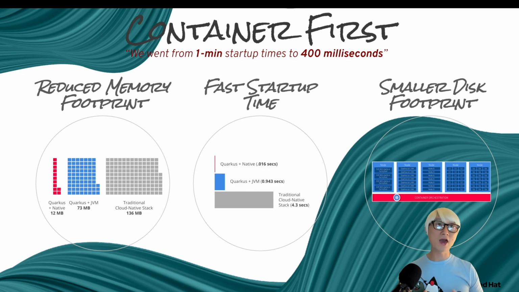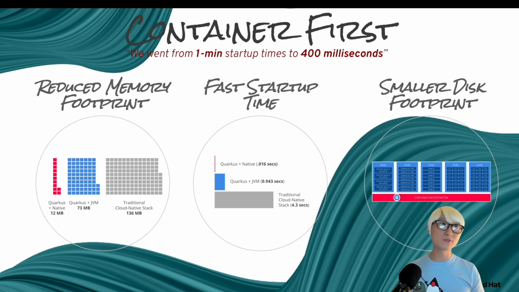So here's the evidence when you run a Quarkus application on Kubernetes with multiple use cases. For example, Quarkus with the native executable has just 12 megabytes of memory footprint, with the JVM 73, but the traditional cloud native stack like Spring Boot is 136, almost 10 times more than your memory footprint with Quarkus and the native executable file.